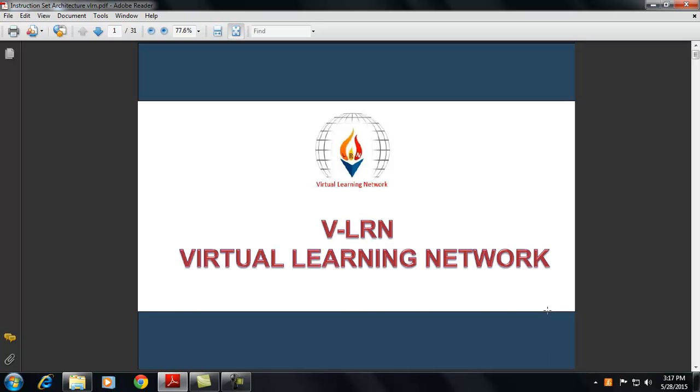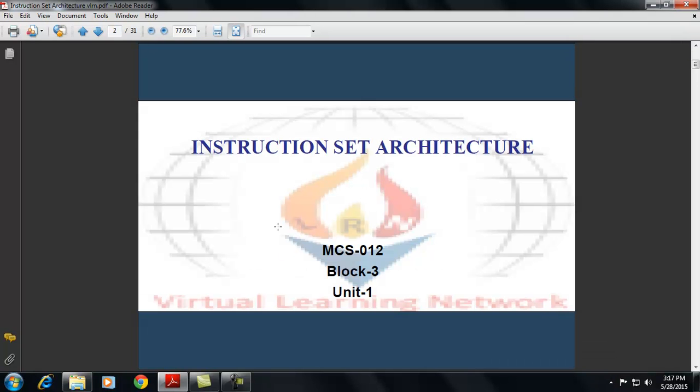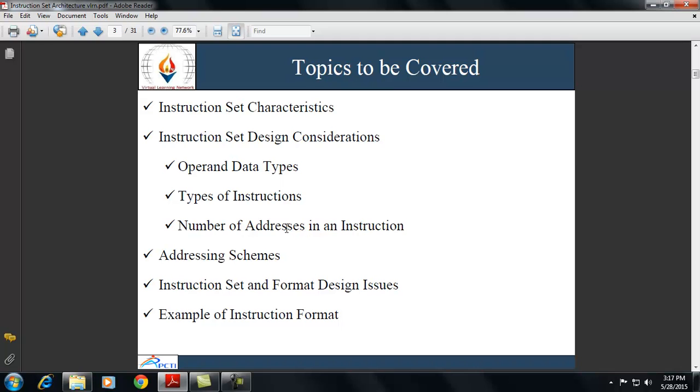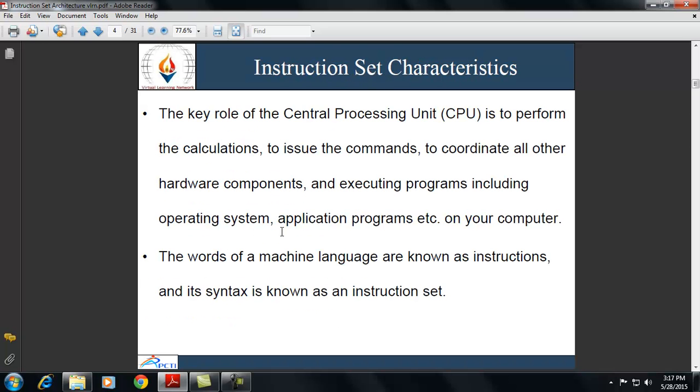MCS-012. In today's session, we will discuss the instruction set architecture. In instruction set architecture, we will discuss instruction set characteristics, instruction set design considerations, addressing elements, instruction set and format design issues, and examples of instruction format. First of all, instruction set characteristics.